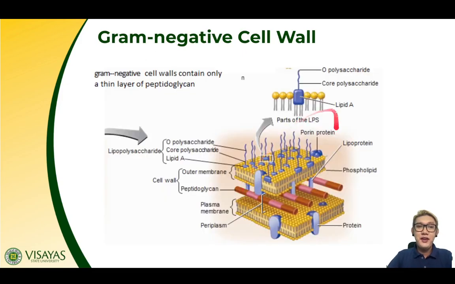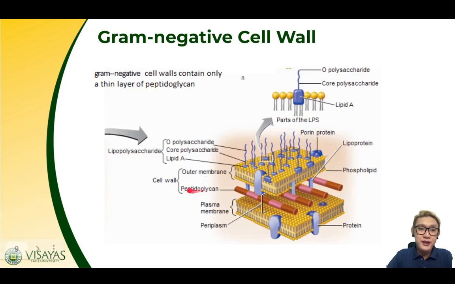The gram-negative cell wall, on the other hand, contains only a thin layer of peptidoglycan. But what makes it different from gram-positive, aside from having a thin layer of peptidoglycan, is the presence of the outer membrane. If you notice here, aside from the inner membrane or the plasma membrane of the gram-negative bacterial cell, it also has an outer membrane. So the peptidoglycan is like a filling between these lobes, like a sandwich with a peptidoglycan filling. Actually, the outer membrane together with the peptidoglycan makes up the cell wall of this gram-negative bacterial cell.